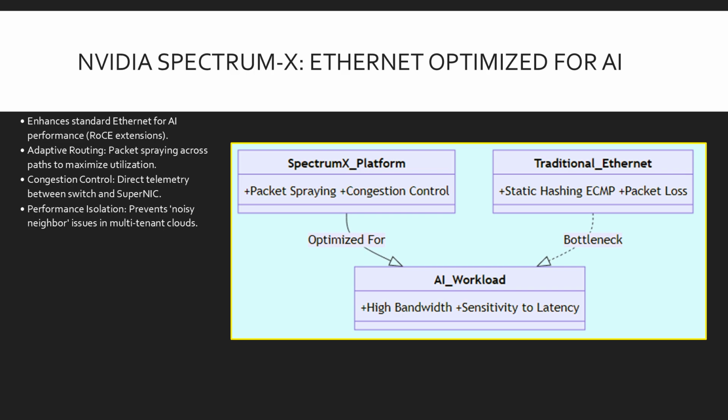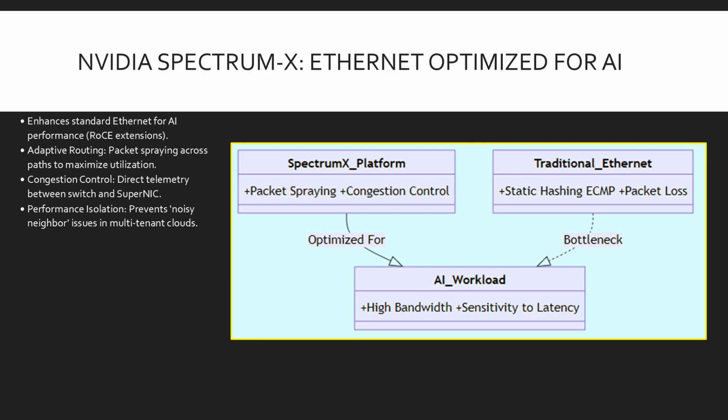So the important point here is that Spectrum-X allows you to leverage the ubiquity of Ethernet while achieving the lossless, high-bandwidth performance required for AI workloads. This class diagram contrasts the two Ethernet approaches. On the left, we have Spectrum-X platform with attributes like packet spraying and congestion control. On the right is traditional Ethernet, relying on static hashing. Both interact with the AI workload class in the center. The connection from Spectrum-X shows it is optimized for these workloads, while the dotted line from traditional Ethernet identifies it as a bottleneck.